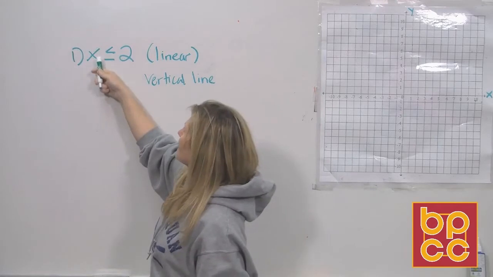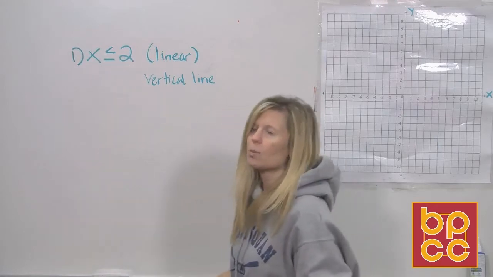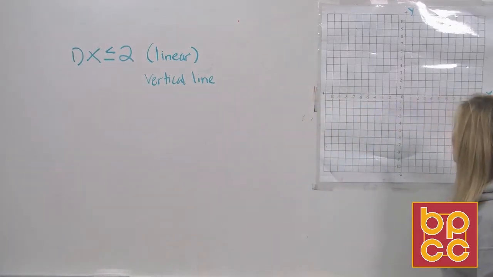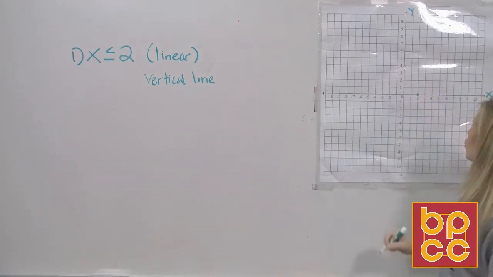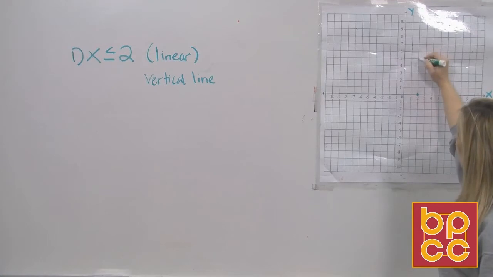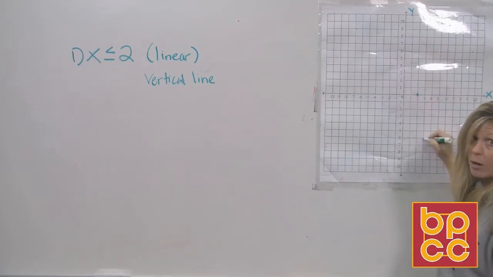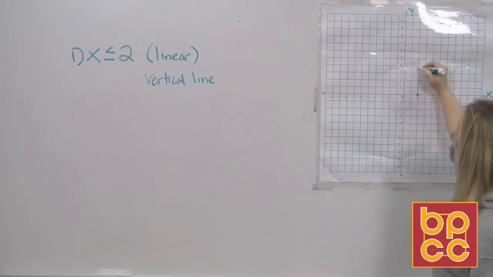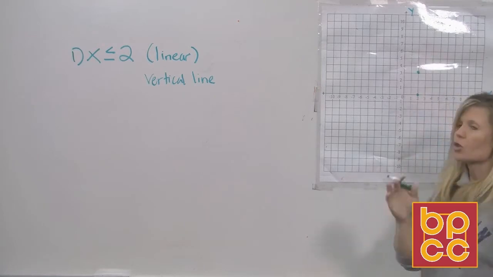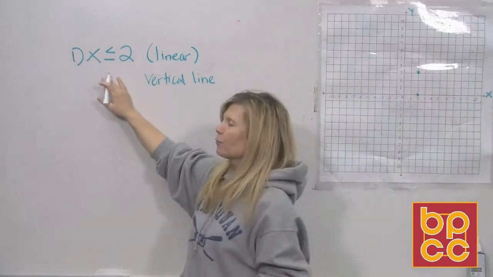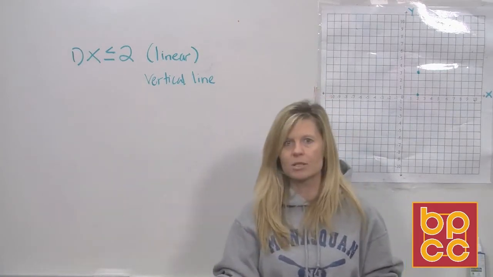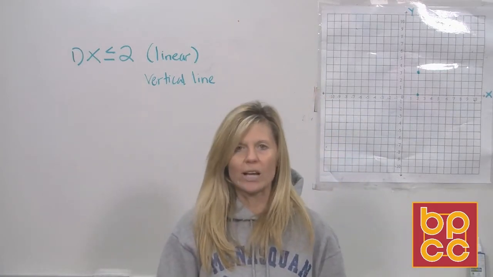It says x is less than or equal to 2, which means we're still going to go to the x-axis. We're going to go to 2. Plot a point. To draw a vertical line, you need another point either up or down. It doesn't matter where. Just find me another point whose x value is 2. So the graphing part is the same. We don't do a t-table for a vertical line. We don't put it in slope-intercept form. We just read the equation.